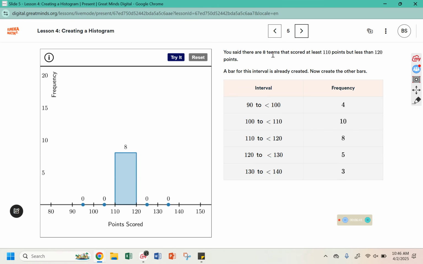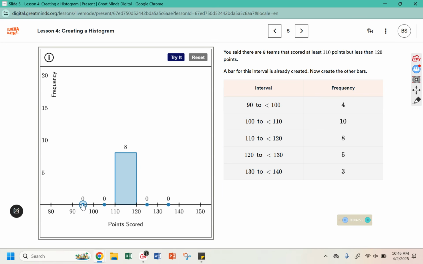You said there were 8 teams that scored 110 points, but less than 120 points. A bar for this interval is already created. Now create the other bars. So from 90 to 100, there should be 4. From 100 to 110, there should be 10. You can see that it's raised up to the frequency of 10.